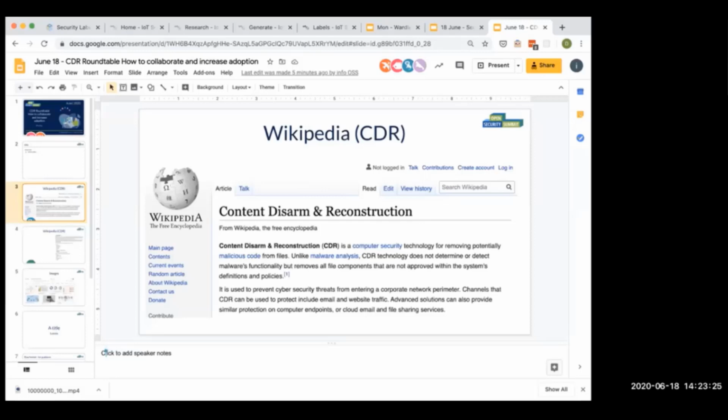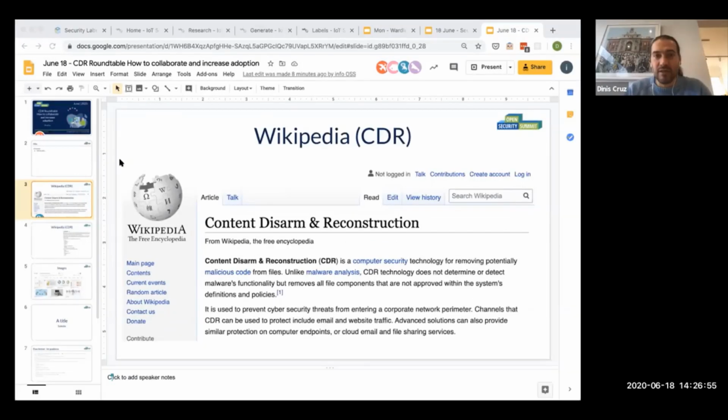Yeah, because we basically rebuild into known good, right? Yeah. So what we want is to put the file in a state where it's actually in a known good state, which by proxy removes whatever the definition of malicious content is.